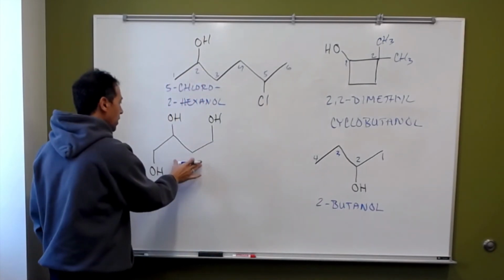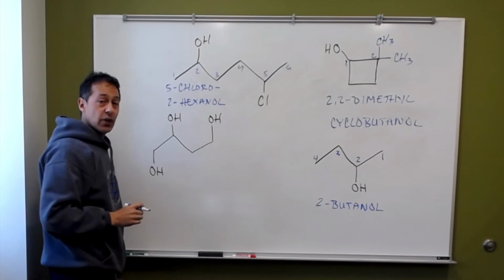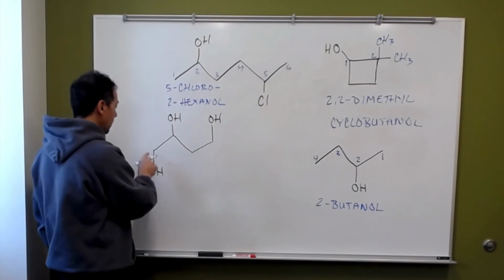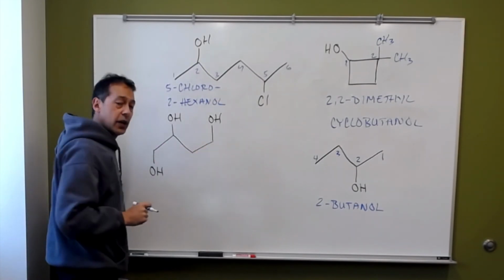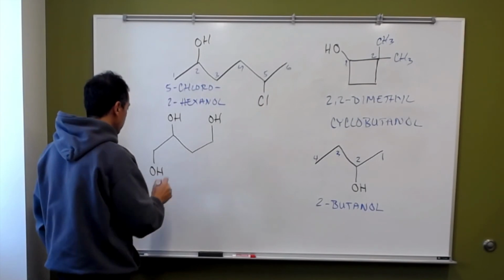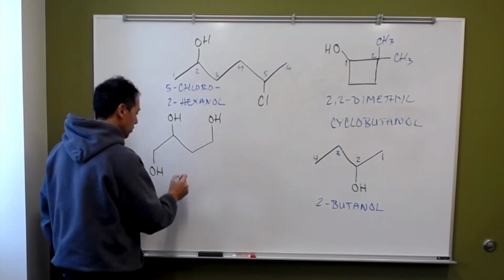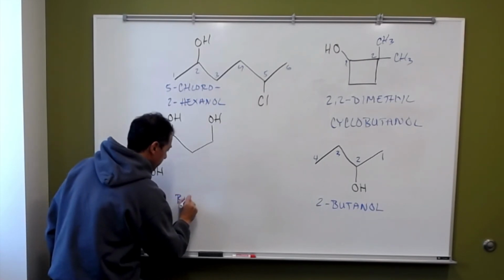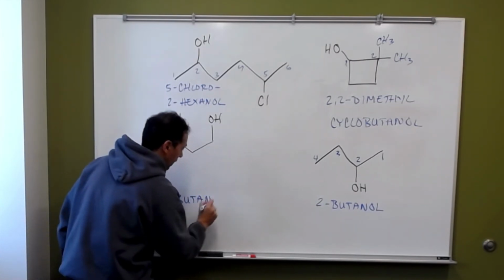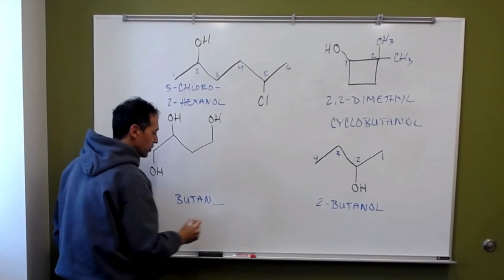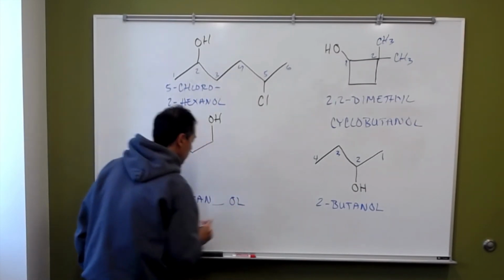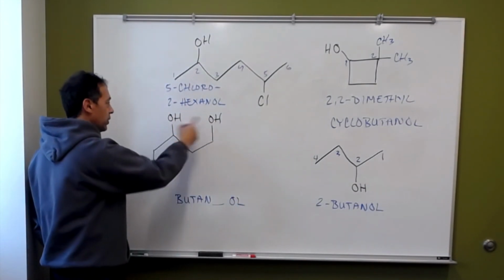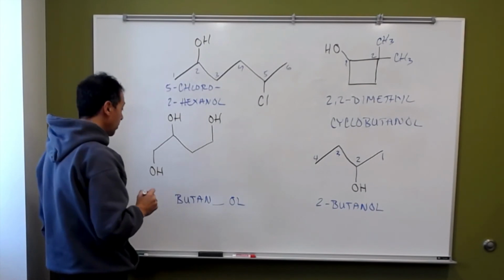Now, this one here, I've got 3 hydroxyl groups on it. And I've got 1, 2, 3, 4 carbon atoms here. So this is going to be a butanol. And I'm just going to leave a space here for just a second. Butanol. And I've got 3 of these hydroxyl groups, and I'm going to have to number them.